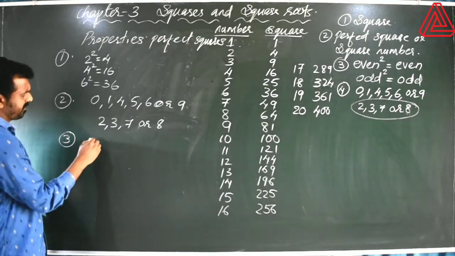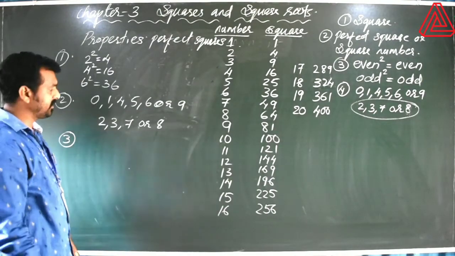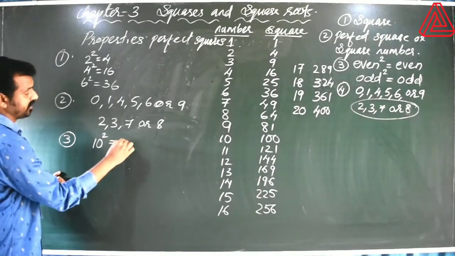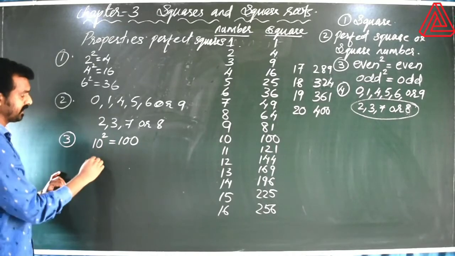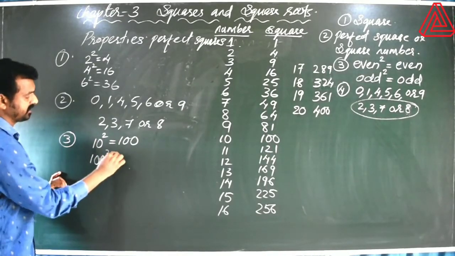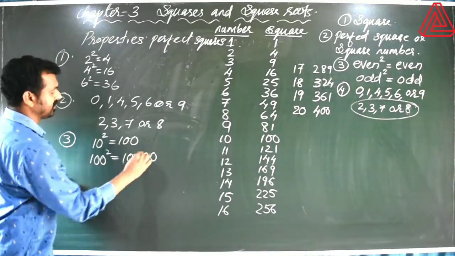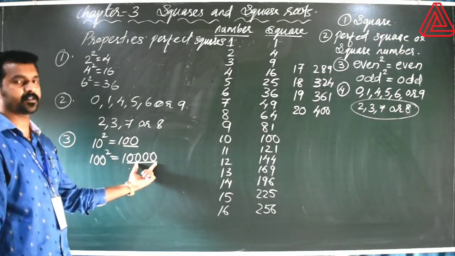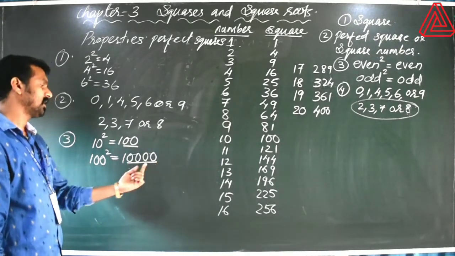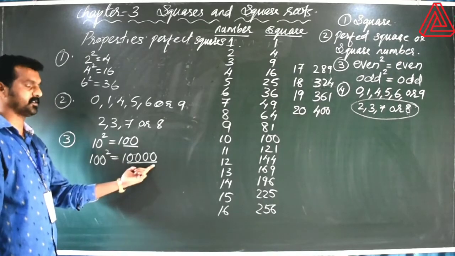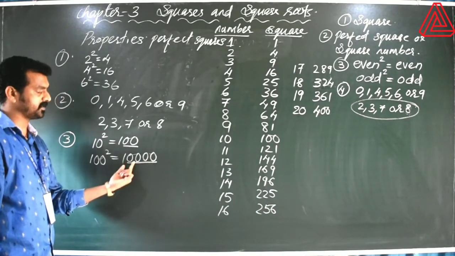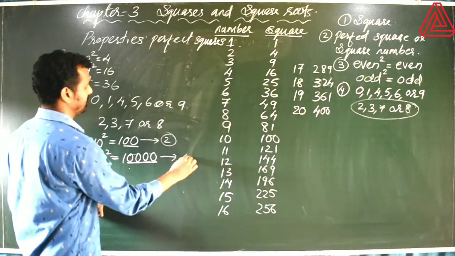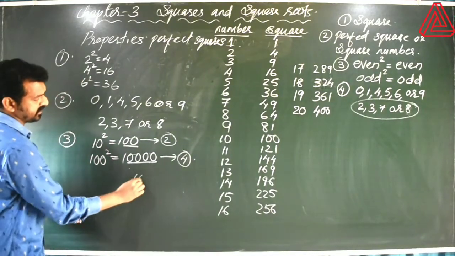Third property: the number of zeros at the end of a perfect square is always even. 10 square, 100. 100 square, that is 10,000. How many zeros are here? This one is a perfect square. Here how many zeros are there? 2 zeros are there. Here how many zeros? 4 zeros are there.